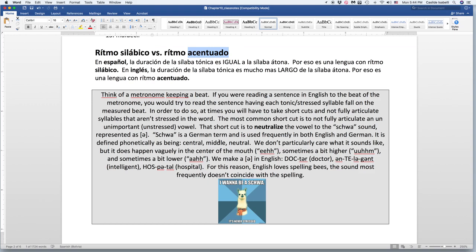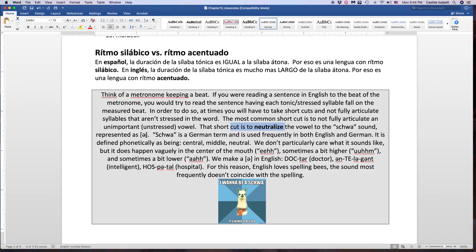The most common shortcut in order to be able to fit everything into that beat of the metronome is to not fully pronounce or articulate an unimportant unstressed vowel. That shortcut is always to neutralize a vowel to a schwa sound, represented by the upside down E. Schwa is a German term that's frequently used in both German and English. And if you remember, English is a Germanic language, and its influence came down from that Germanic mother tongue.